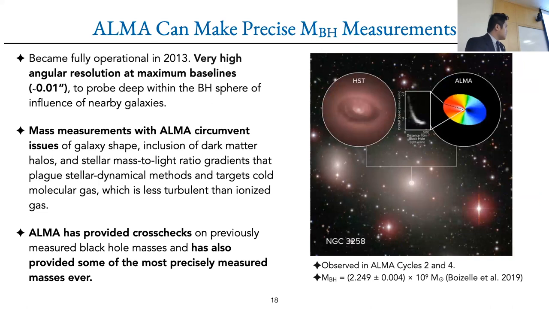Another target that I'd like to point out is NGC 3258. It's, to my knowledge, the most precisely measured black hole mass with ALMA to date. This was conducted by my predecessor here, Ben Boizelle, in 2019. And you can really see that ALMA has this ability to get that kinematic signature isolated. This is that central rise in rotation velocity due to the supermassive black hole. And this just demonstrates the power that ALMA possesses to make these fundamental contributions.